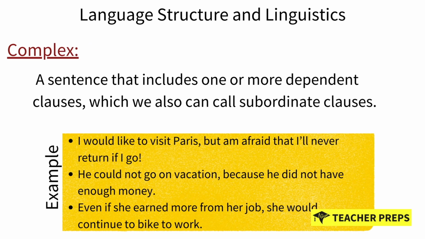Now we have complex. This is a sentence that includes one or more dependent clauses, which we can also call subordinate clauses. I would like to visit Paris, but am afraid that I'll never return if I go. He could not go on vacation because he did not have enough money. Even if she earned more from her job, she would continue to bike to work.